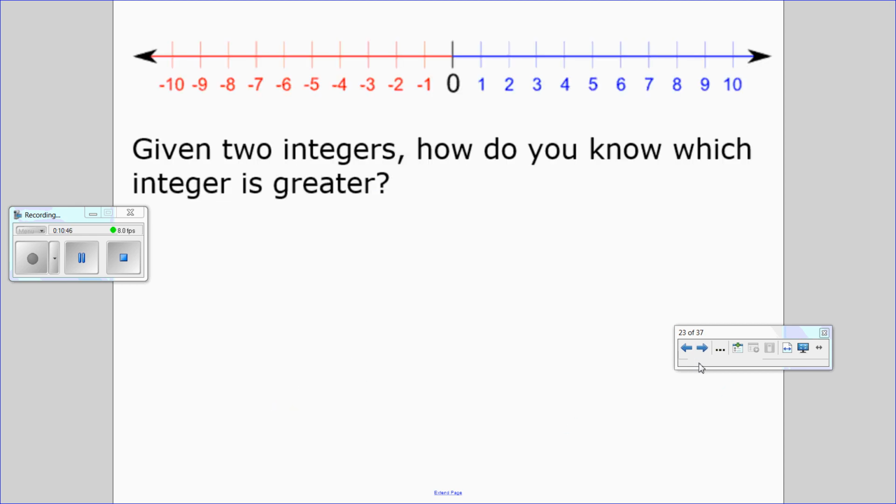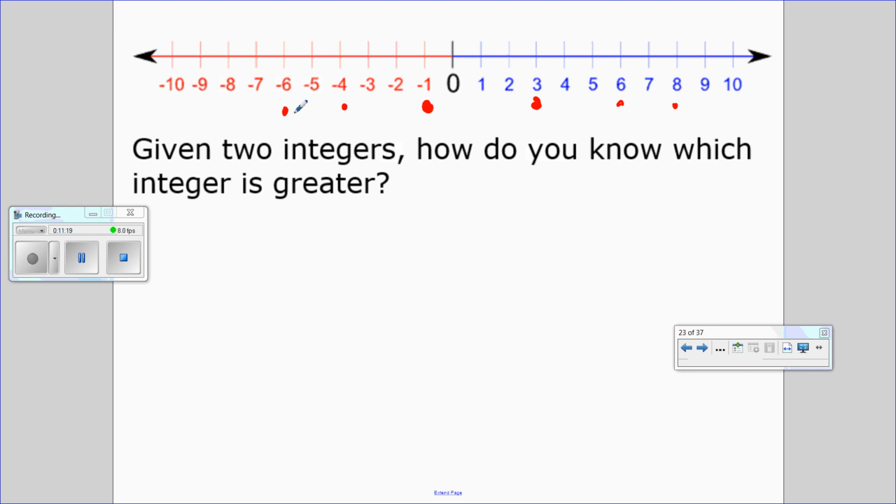So the last thing we're going to talk about is, given two integers such as 3 and -1, how do you know which integer is greater? You might say, well, 3 is bigger than -1, but how do you know that? For example, how do you know 8 is greater than 6? You just say, oh, I have 8 apples and 6 apples. 8 apples are more than 6 apples. Okay, what about -4 and -6?